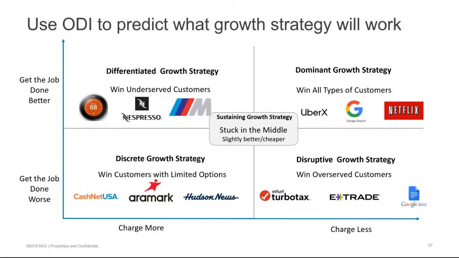If we move to the bottom right, that's where disruption lives. You're doing the job less well than you would today, but you're also charging less. And this is the true definition of disruption, as we know, disruptive innovation. That's things like TurboTax and E-Trade, who have really reinvented how things are typically done, instead doing them remotely today.